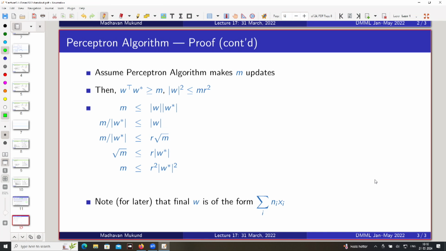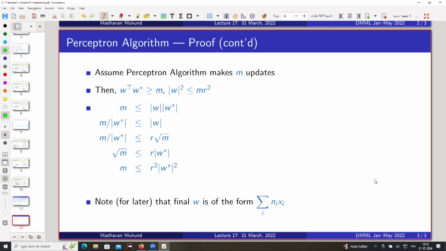So what I can do is try to substitute for M. I want to substitute one of these things into the other equation and get some relation on M. So I can write down the equation like this.